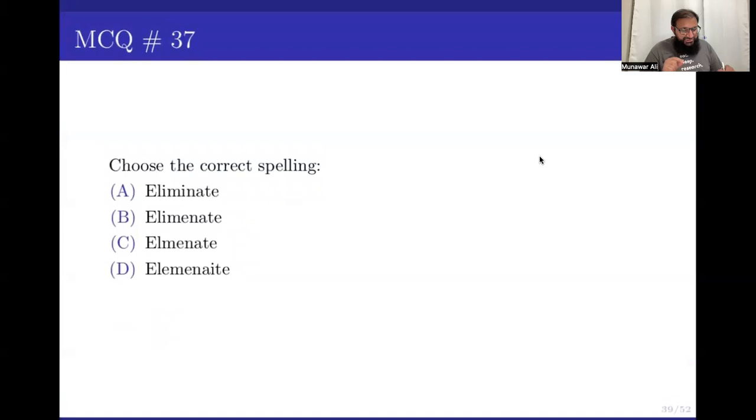MCQ number 37, choose the correct spelling. So it's option A, eliminate.